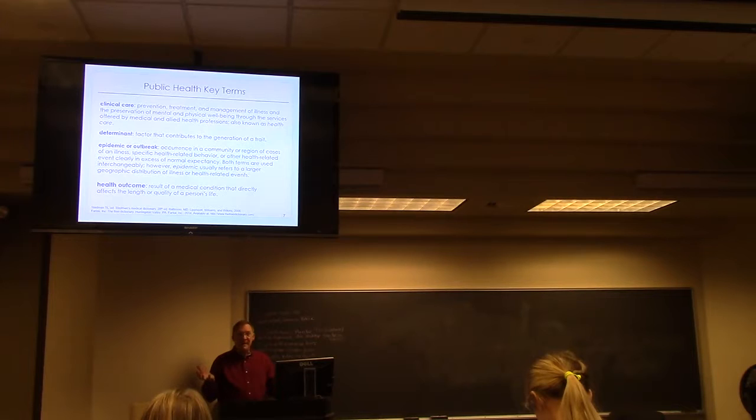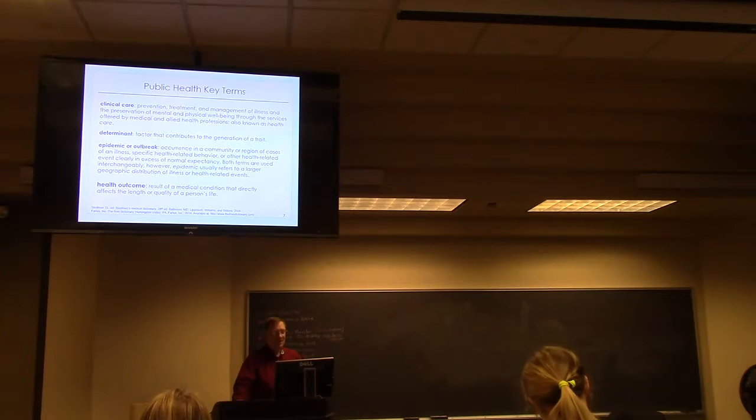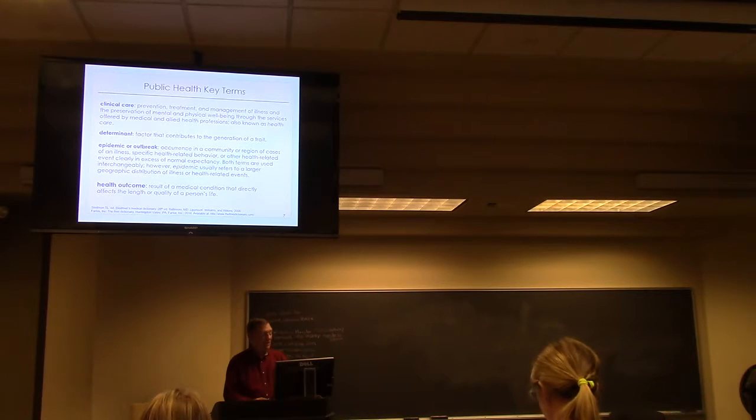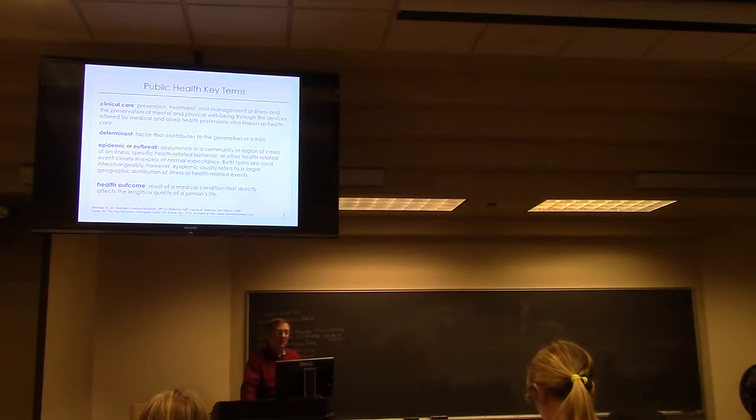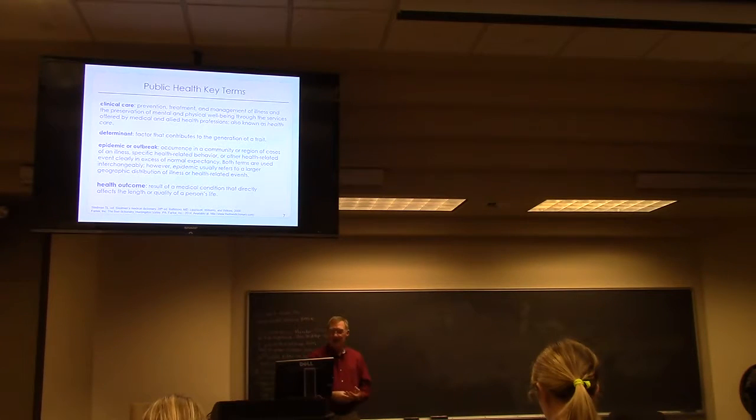So, but they both mean the same thing. More events are happening within a region, and depending on the size of the region, by nuance, you might use epidemic for larger areas. And then health outcome is the result of a medical condition that directly affects the length or quality of a person's life. So we always talk about health outcomes. You've got heart failure, you treat with these drugs, and you can improve the length and/or quality of life.